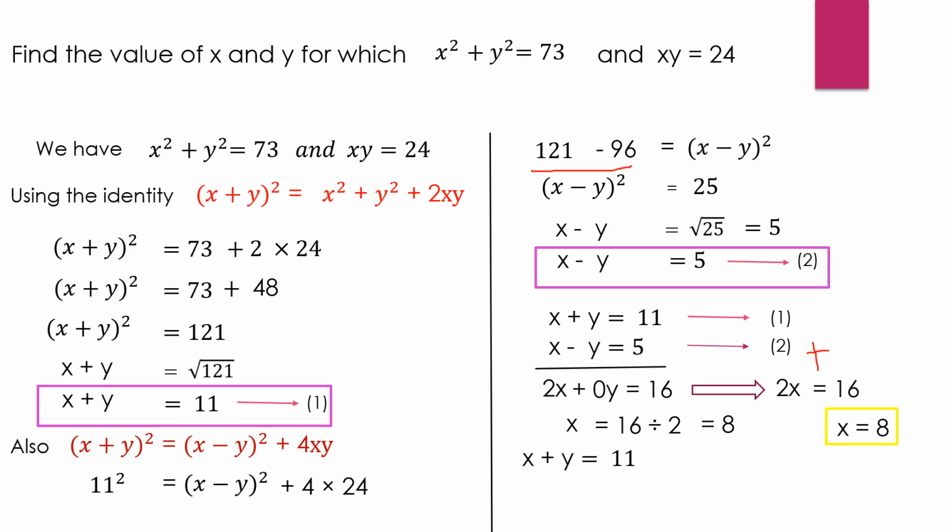Now we can find y. Here I am taking the first equation, that is x plus y equal to 11. And we will replace x with 8. So we get 8 plus y equal to 11. Isn't it? So y will be, good, 11 minus 8. That is, y will be 3. So we got the value of y as 3. So the numbers are x equal to 8 and y equal to 3.